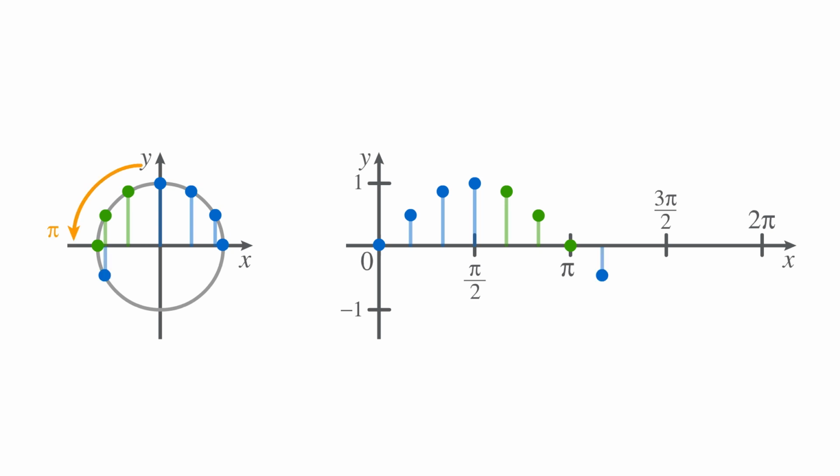In quadrant 3, our y values turn negative and approach negative 1 as we end the quadrant at an arc length of 3 pi over 2. Finally, we move through quadrant 4, with our y values approaching 0 as we return to our starting point. You can now see the wave taking shape.